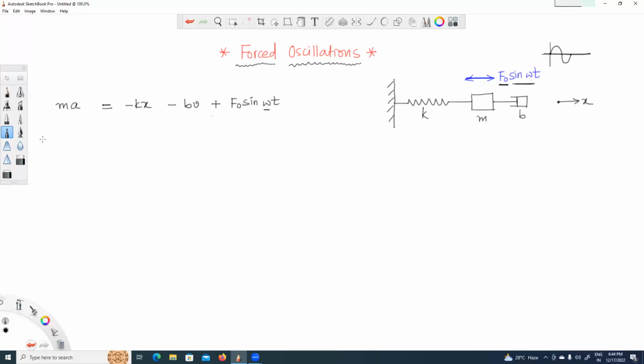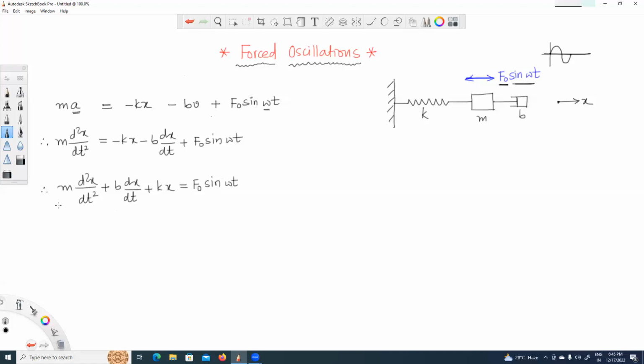Let's get the differential equation for the forced oscillations. Again, the acceleration is the second derivative. So m d2x over dt square is equal to minus kx minus b times the velocity, dx by dt, plus the external periodic force F naught sine omega t. Let's get all these terms to the same side of the equation: m d2x over dt square plus b dx over dt plus kx, and I'll keep the forcing term, F naught sine omega t, on the right hand side.